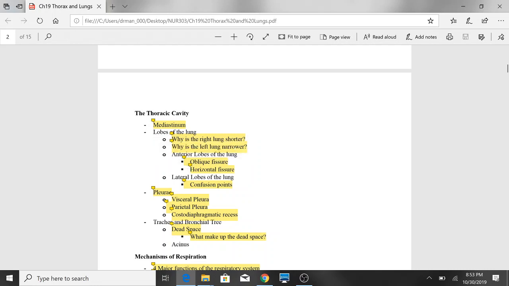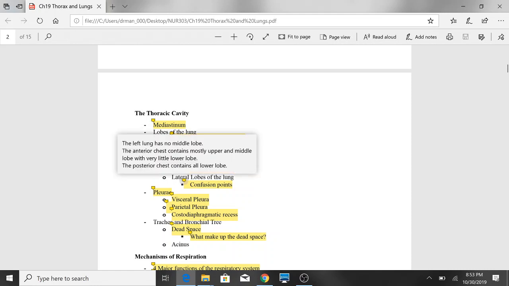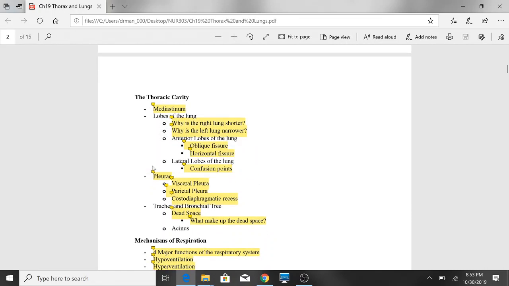They're confusion points. The left lung does not have a middle lobe. The anterior chest contains mostly upper and middle lobes, very little lower lobe, and the posterior chest contains all lower lobe. Pleurae, basically serous membrane that forms the envelope between the lungs and the chest wall.